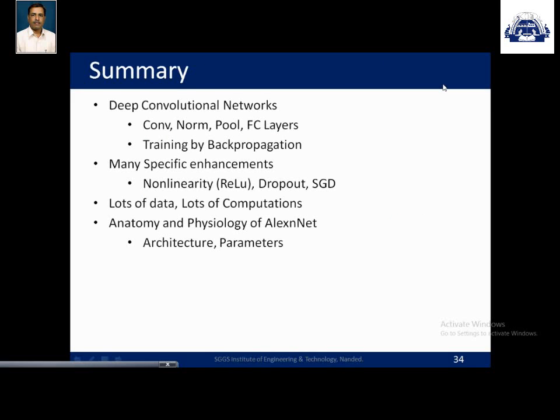Summary: the deep convolutional network, where convolution, normalization, pooling, and fully connected layers are used, and training of all these layers is done by backpropagation. Many specific enhancements are done, like a nonlinear activation function, and the dropout concept is there, and lots of data and lots of computation are required, and newer networks like AlexNet, VGGNet, and GoogleNet are proposed.